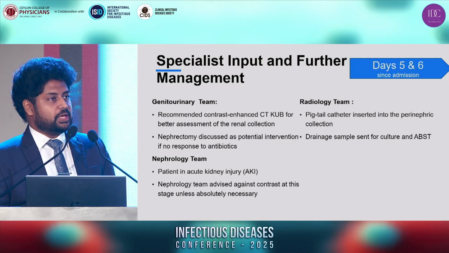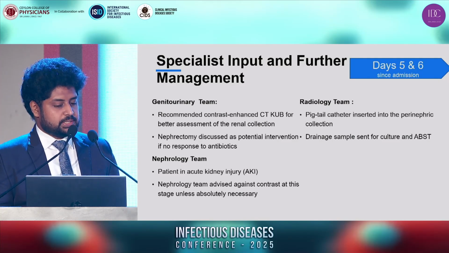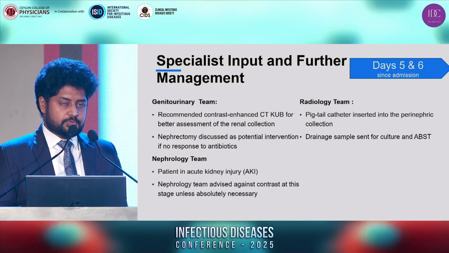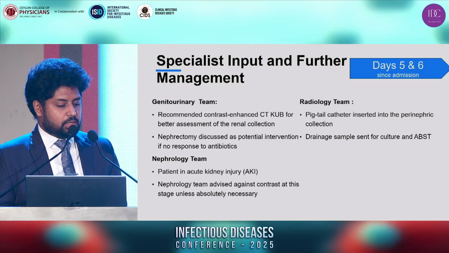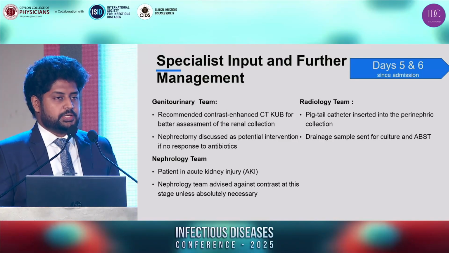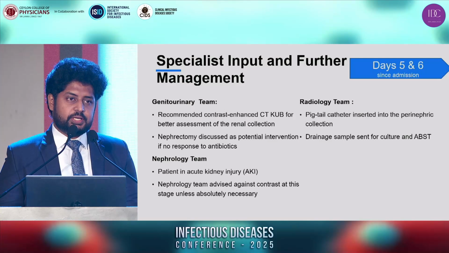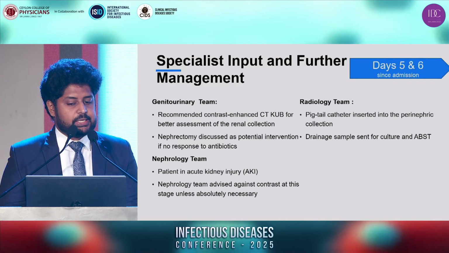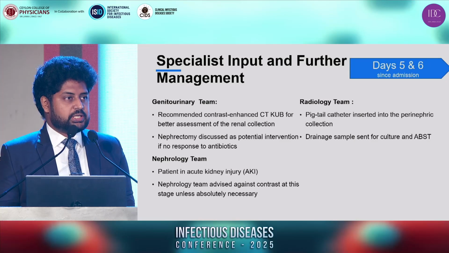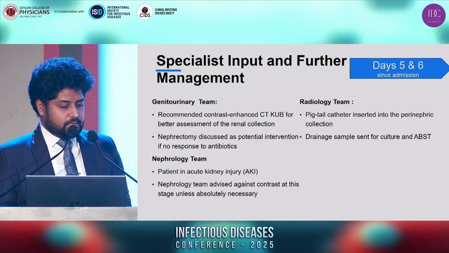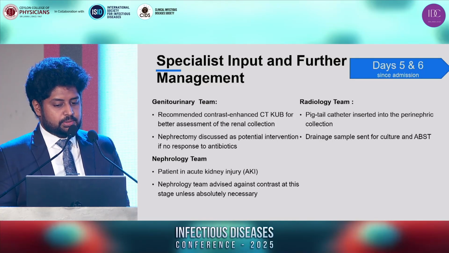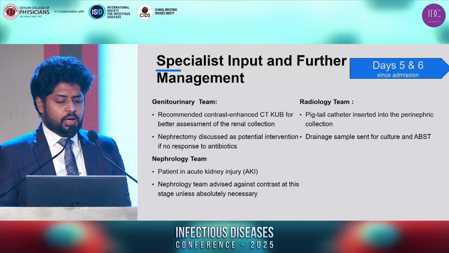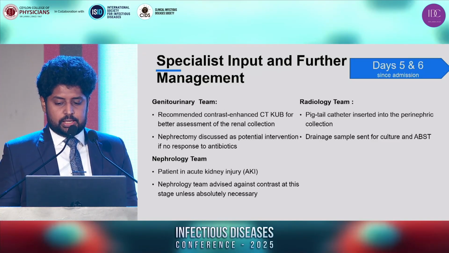However, because of this patient's condition of chronic kidney disease, we discussed with the nephrology team as well, and they were not happy to expose this patient to contrast material as the patient was already in an acute kidney injury state. So with the help of the interventional radiology team, we inserted a pigtail catheter into the perinephric collection and obtained samples for the culture and the ABST. However, unfortunately, it was not draining completely well, and the patient got the pigtail dislodged about 2 days after the insertion.